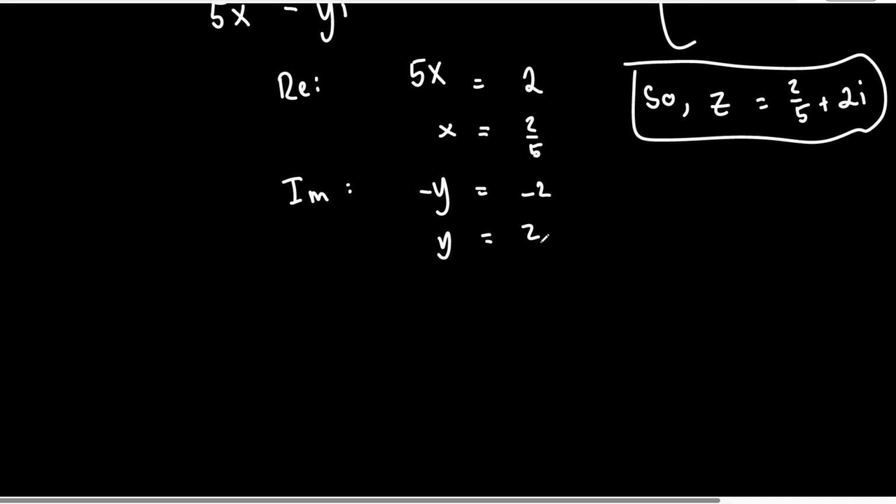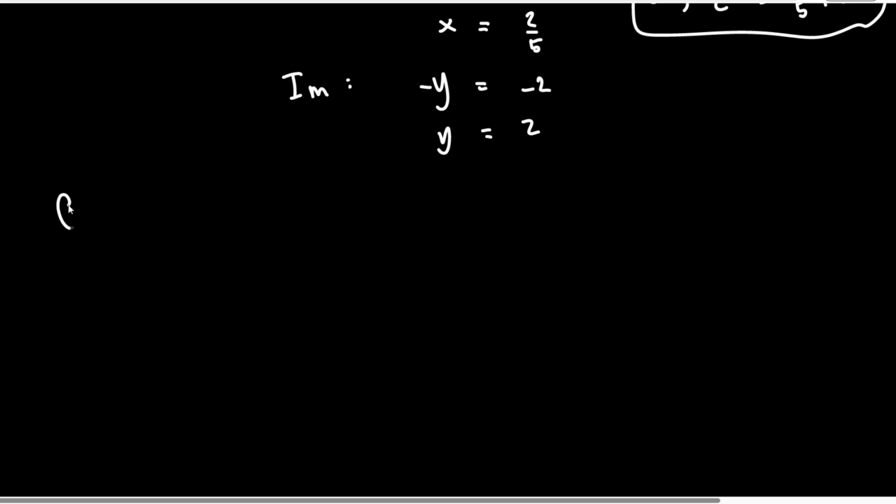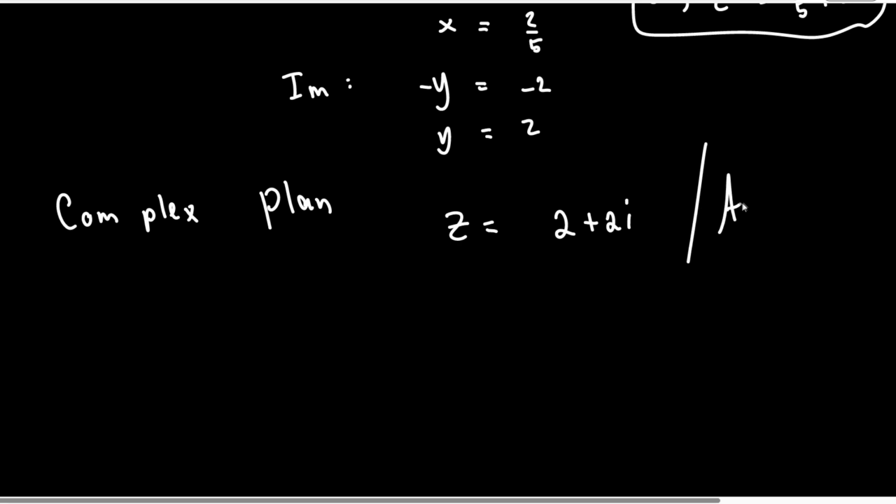Okay. What about a complex plane? What if somebody asks us to plot, let's say, 2 plus 2i? This is called a complex plane or Argand diagram.